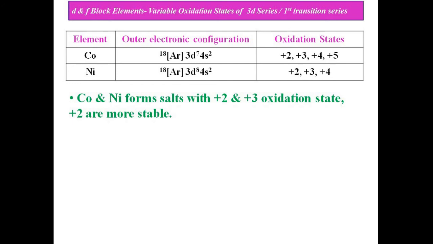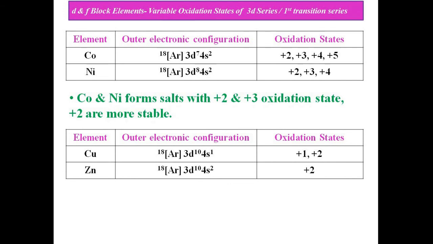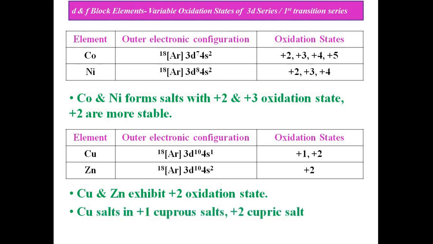Then cobalt and nickel. A common point we can discuss about cobalt and nickel is that they form salts in +2 and +3 oxidation states. +2 is the more stable one. Similarly, copper and zinc exhibit the +2 oxidation state. Copper salts in +1 we call cuprous salts, and in +2 we call cupric salts. In this way, the 3d series or first transition series elements possess variable oxidation states, which we can discuss with the help of their outer electronic configuration. Thank you.